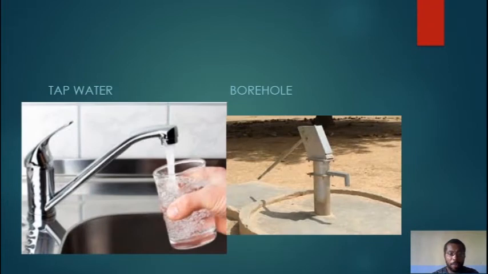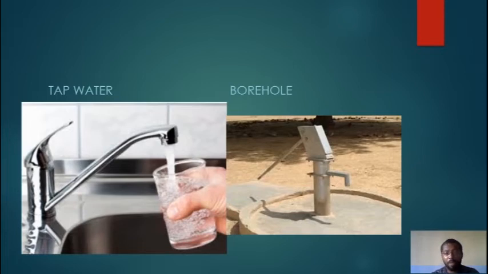Now, the next is tap water. Now, I believe that in our various homes, we have tap water everywhere. We have it in the kitchen, we have it in the toilets, we have it in our bathrooms and so on. So tap water is also another source of what? Water. You can see the person there is trying to fetch a glass of water to drink from the tap. Are you getting me?